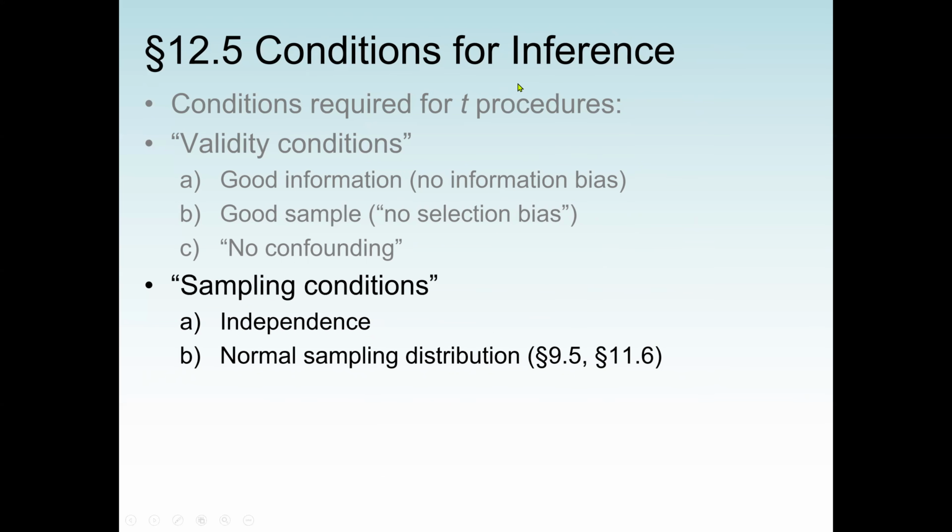So these are some of the conditions for inference. The conditions required for the T procedure, the validity conditions, are very important. We must have good information, with no bias in the information. We also must have a good sample; in the selection process, there shouldn't be any bias. Also, we don't want a confounding variable. Confounding variables, again, are variables that show there's a relationship, but actually there's no causation, though there can be a relationship. Then the sampling conditions: independence and a normal sampling distribution, which we cover in unit 9 and also unit 11.